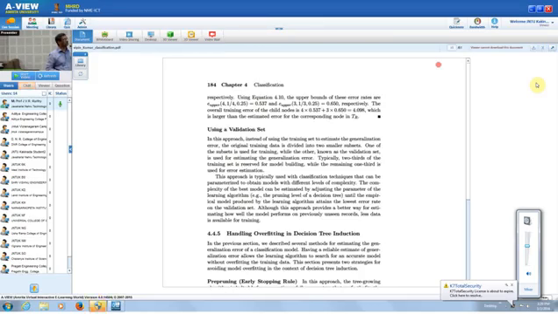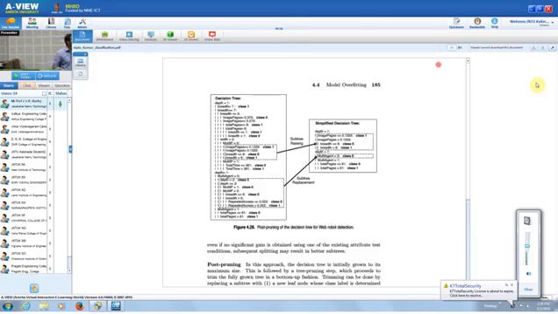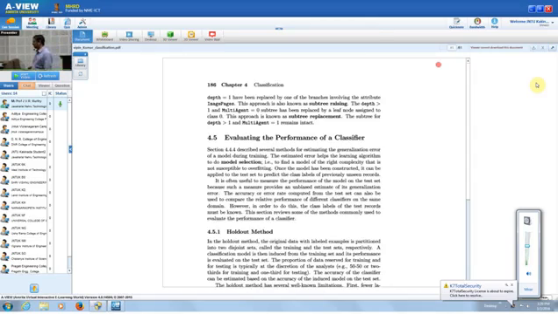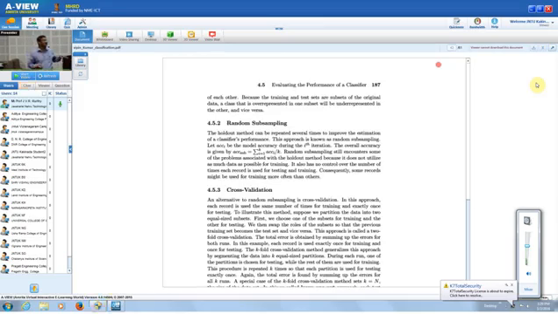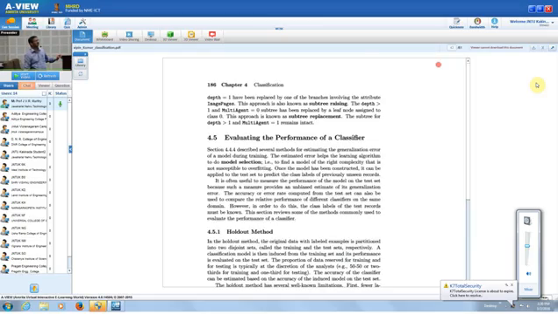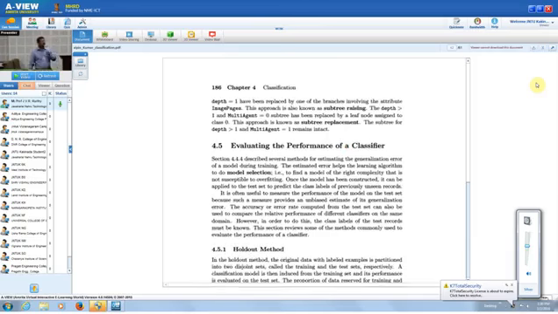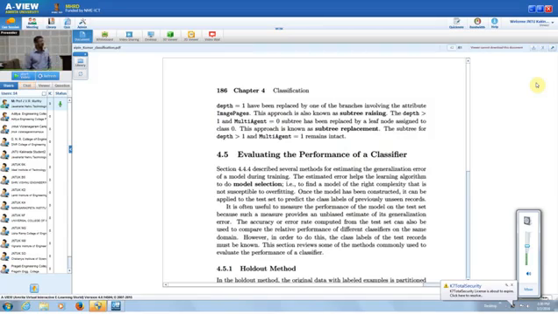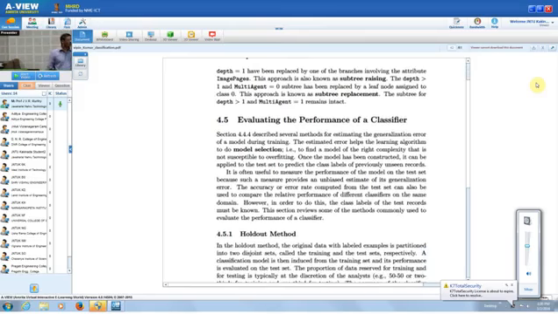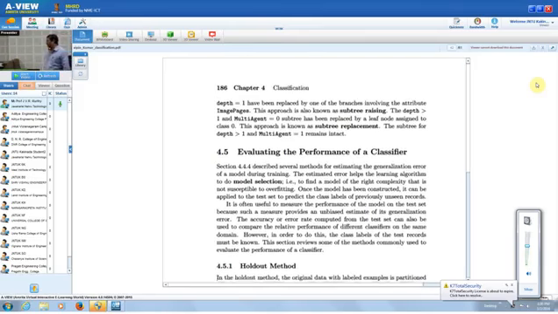Next. He has given a lot of statistical bounds and other stuff, and it's not there for you in the syllabus because for undergraduates that much statistics is not needed. Right. Evaluating the performance of classifiers. Okay. You have the holdout method and all these things. What is this holdout method?